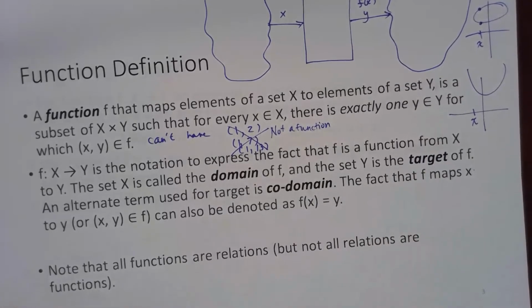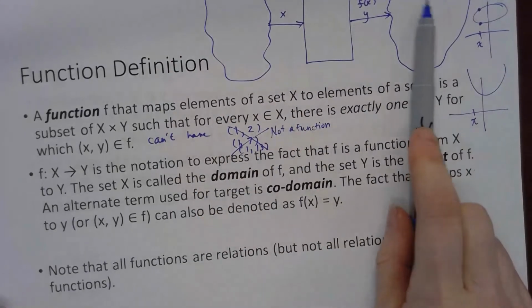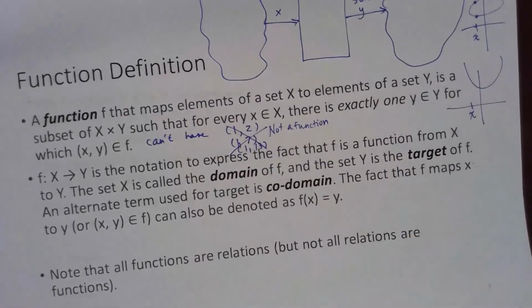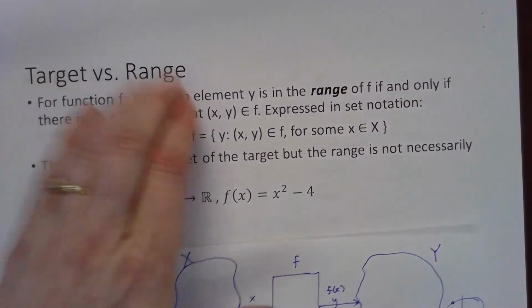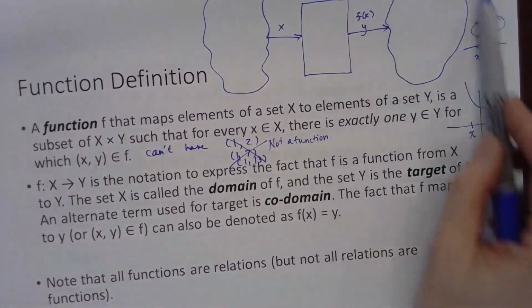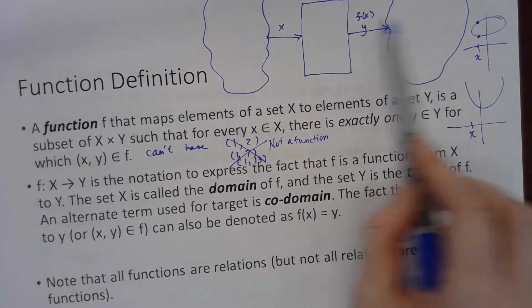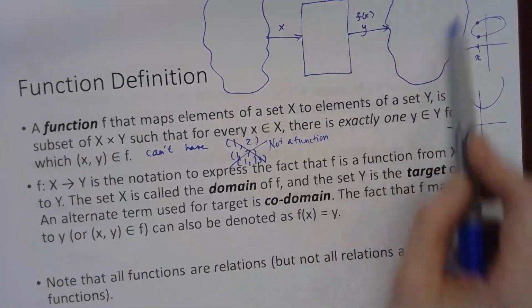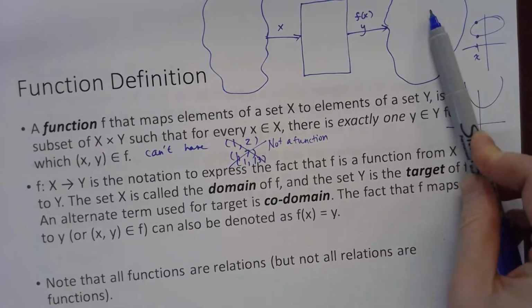So you might be thinking to yourself, well, I call that the domain and the range. So there is a domain and range. We're going to talk about the difference between target and range. But the set of values over here that these y's are a subset of, like if you put all the y's together and they're a subset of over here, that's the target.